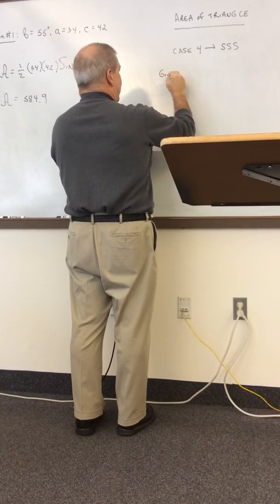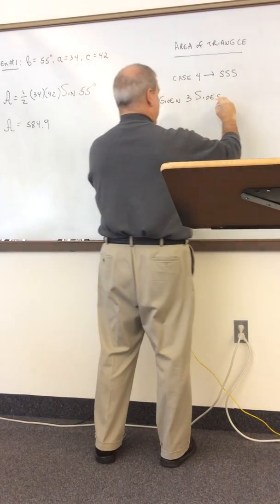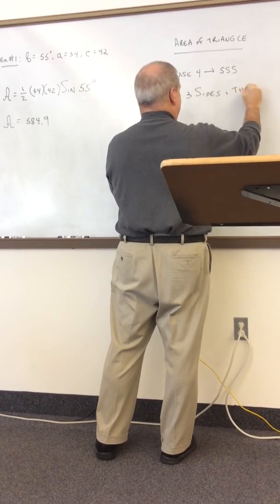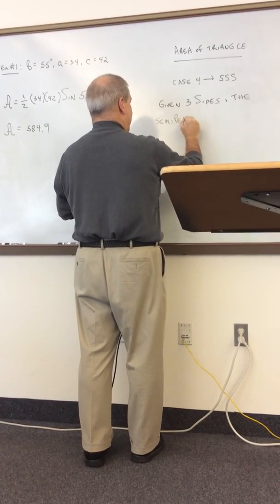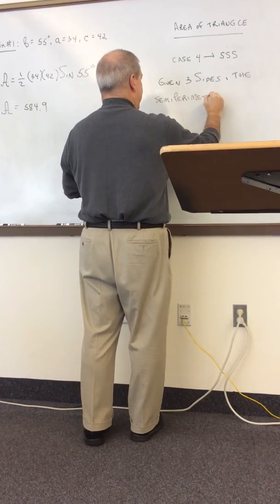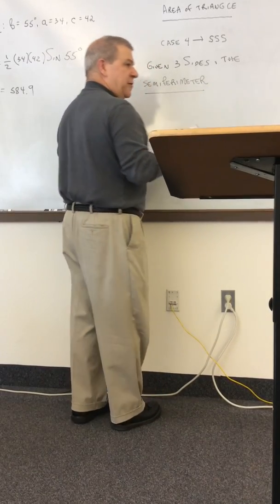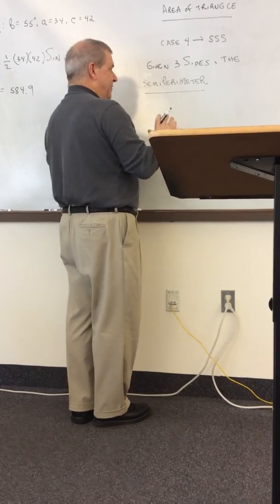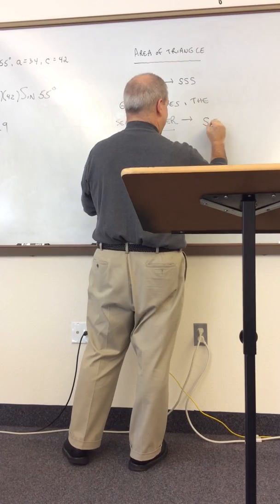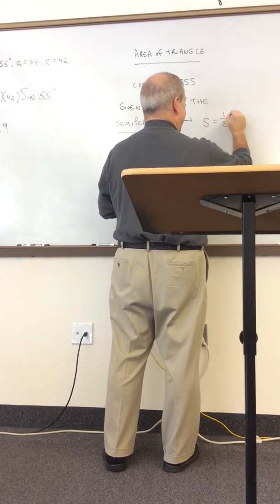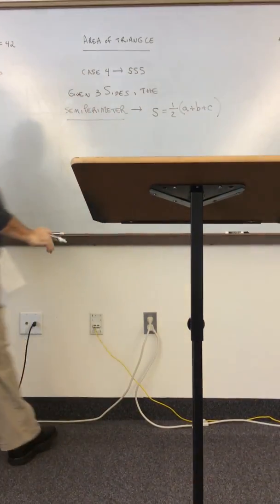Given 3 sides, now here's the word for this, the semi-perimeter, and we're going to use lowercase s to stand for semi-perimeter. Now here, let me do it like this. Small s equals 1/2 times the sum of the 3 sides. That's just the first part.